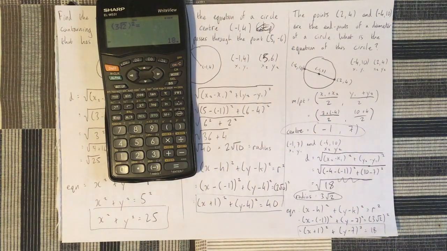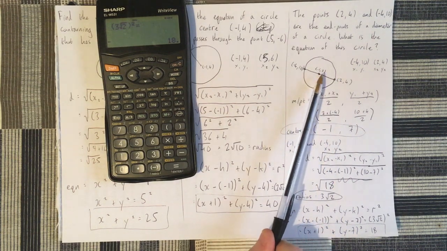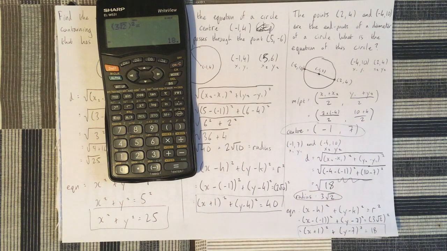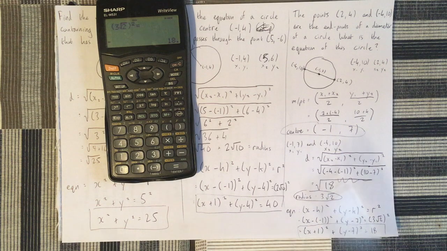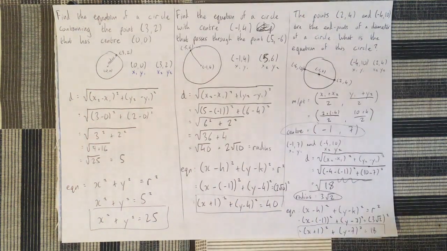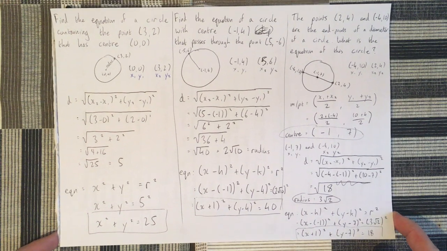Alright, so it's given the end points of a diameter, so I needed to get the midpoint of that to get the center, the distance from the center to one of those points to get the radius, and then just looking back at it, my center was minus 1, 7, so what ended up in the brackets was plus 1, minus 7. Yes, I expect the signs there to be opposite, and it was just equal to the radius squared, which ended up being 18.